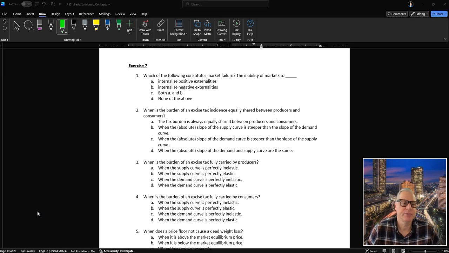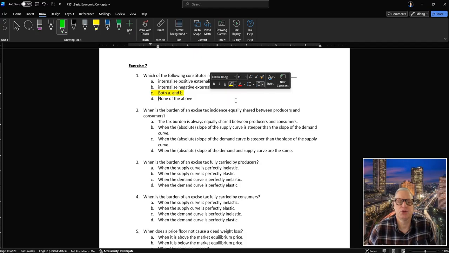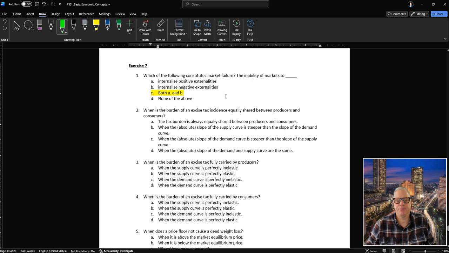All right, so let's move to the last exercise, which are a couple of multiple choice questions. Which of the following constitutes market failure? The inability of markets to internalize positive externalities, yeah, that's true. The inability of markets to internalize negative externalities, that's also true. So both A and B are correct. And again, a negative externality is typically illustrated on the demand function.